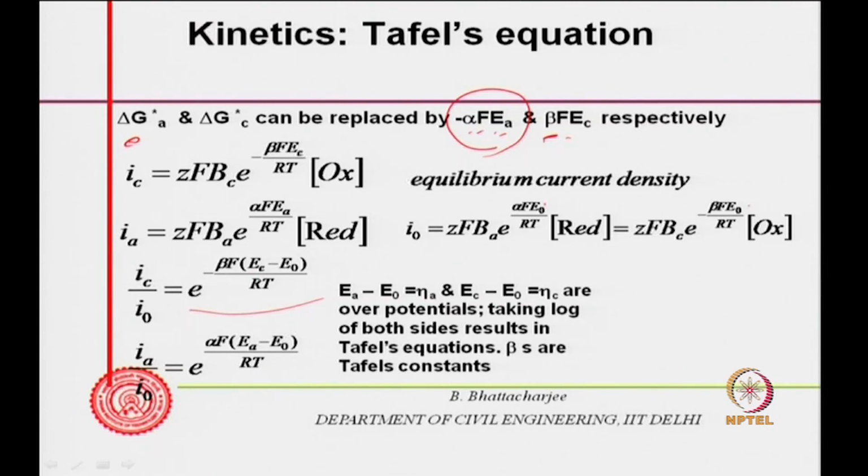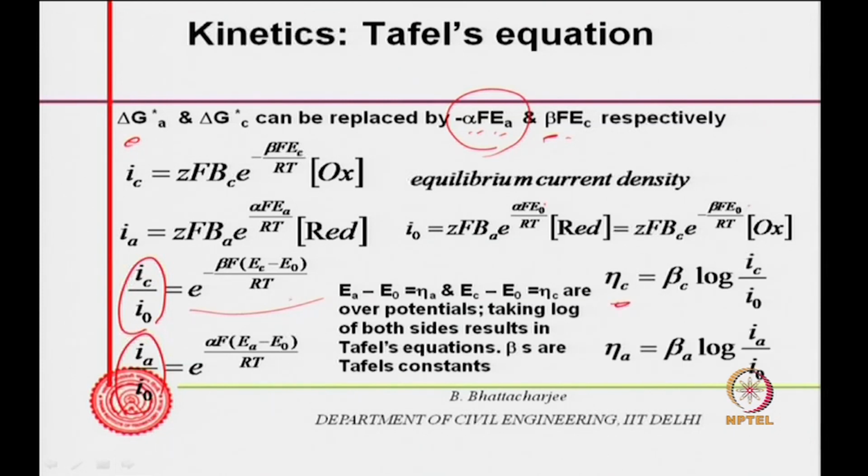This difference is called over potential. So, if I have supplied some additional current, I will actually change its activation energy, and the activation potential will change. The difference between the equilibrium potential and the new potential, I call it over potential, and what I see is IC by I 0 or IA by I 0 is given by this kind of an equation. If I take log of both sides, I get what is known as Tafel's equation.